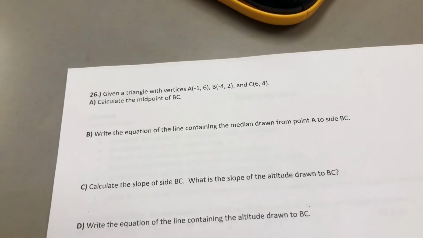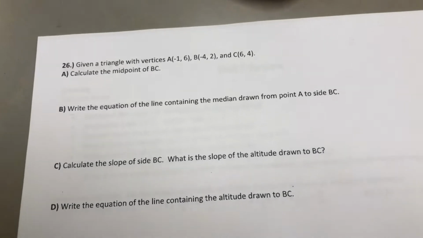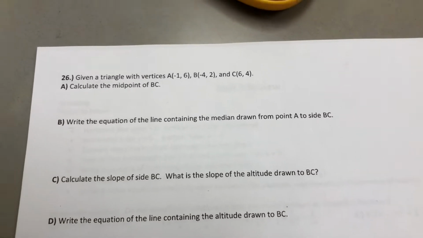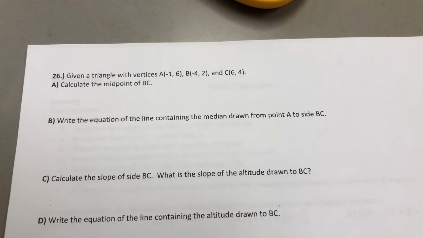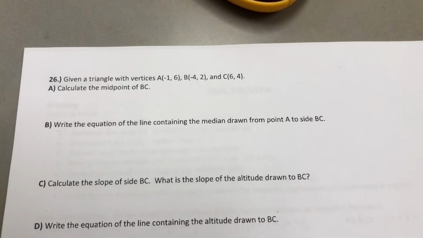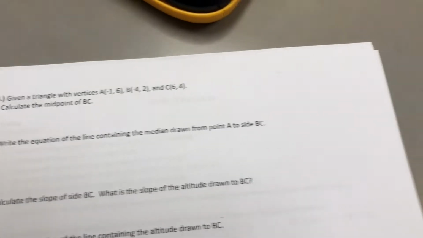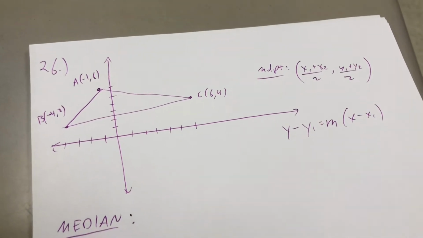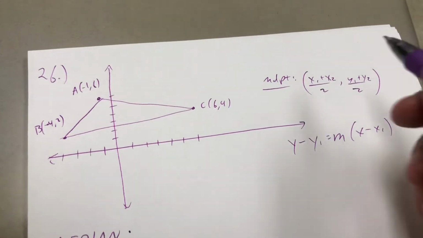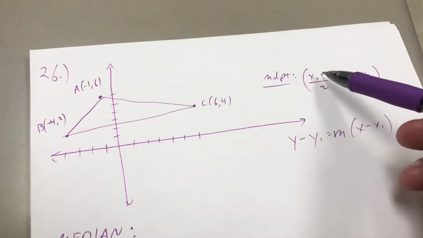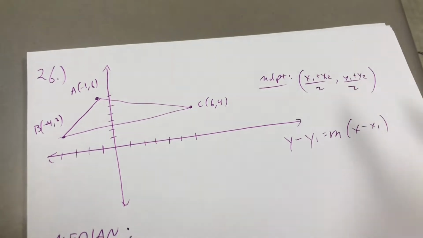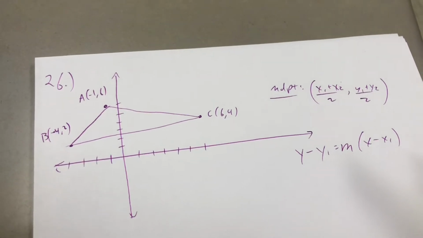Looking at the Unit 3 review, question number 26, it's the median, altitude, perpendicular bisector question. They asked me to, eventually I'm going to be finding the median. They want me to find the midpoint of side BC right now because the median will go to the midpoint. So remember that the midpoint is the average of the x's. So you add them together, divide by 2, and it's the average of the y's. Add them together and divide by 2.